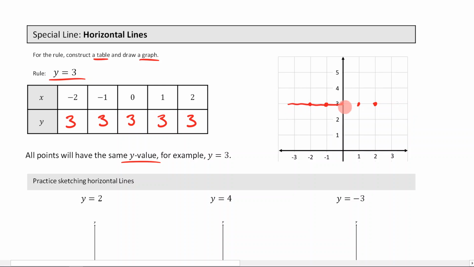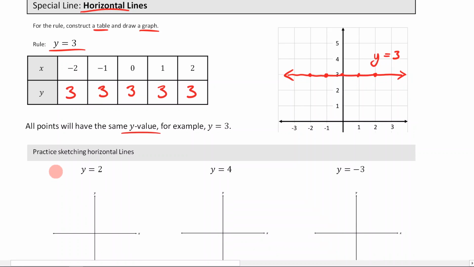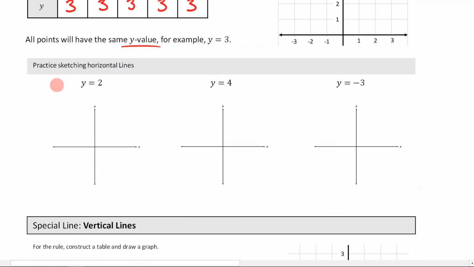Please use a ruler, don't be like me. That line right there is the line y is equal to 3. It creates a horizontal line. So whenever you've got something in this form right here, y is equal to something, you know that you've got a horizontal line on your hands. All right. So now we can give things a sketch.